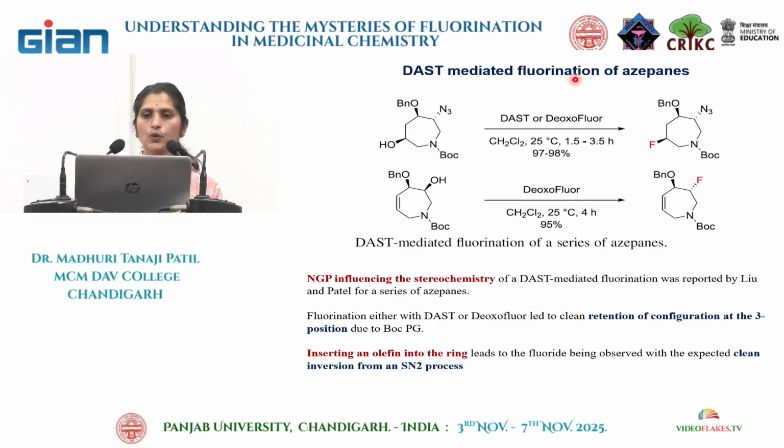Now DAST is also used to get fluorine in a 7-membered ring. Okay, so in azepanes also you can get fluorine instead of OH. But now if you see the stereochemistry here, you are getting fluorine with retention of configuration. Now it is because of this Boc group which is acting in a neighboring group participation way. Okay, and that's why there is a double inversion, and that's why you are getting retention here.